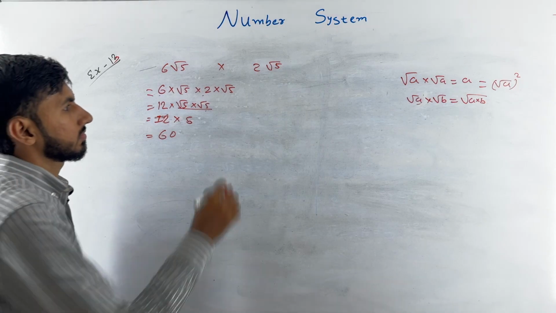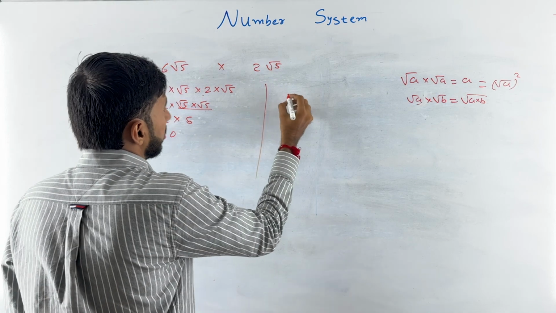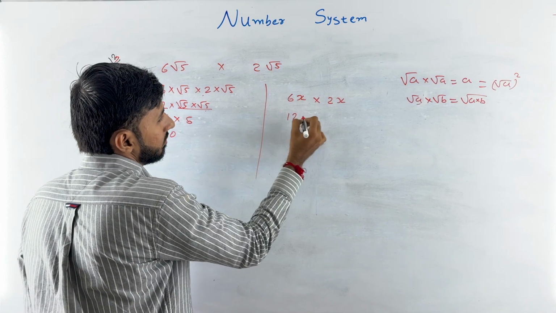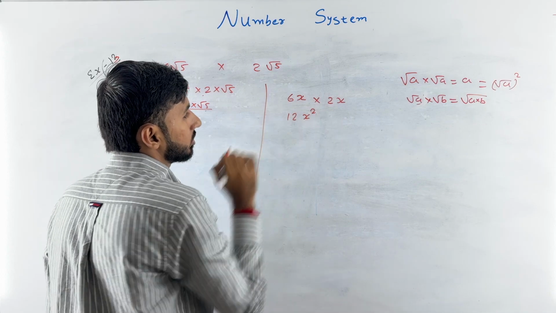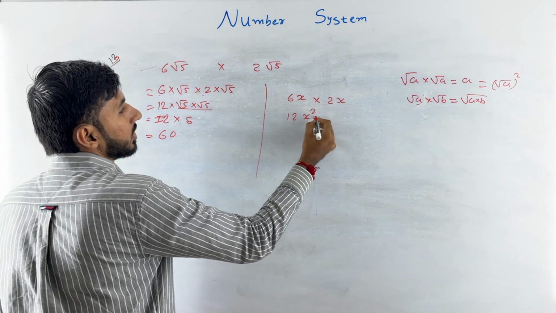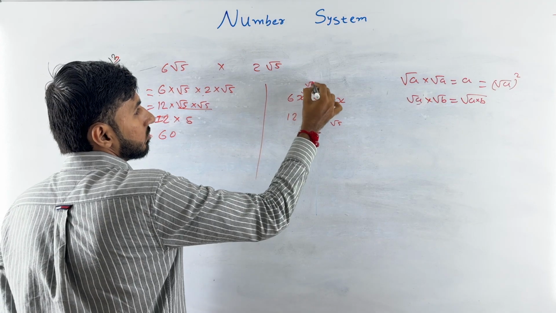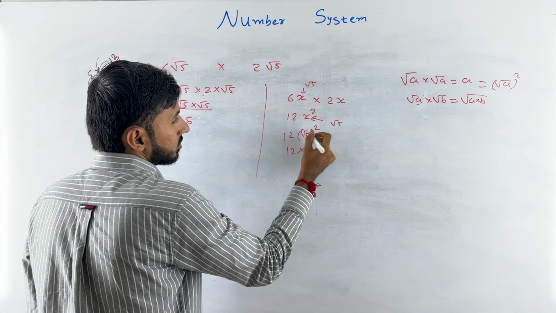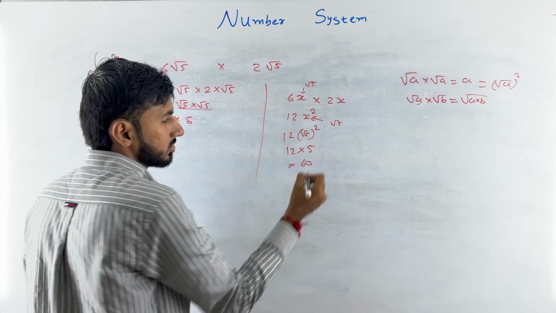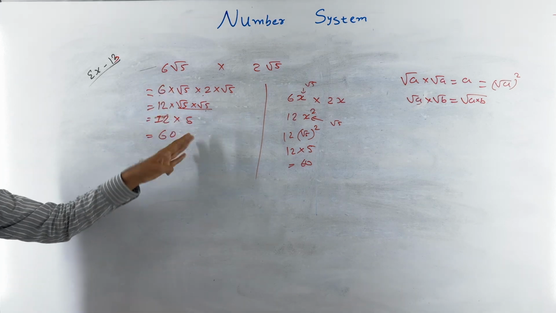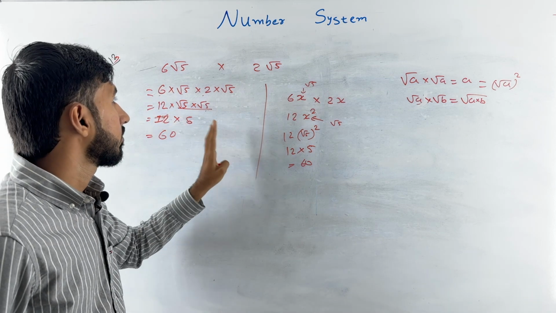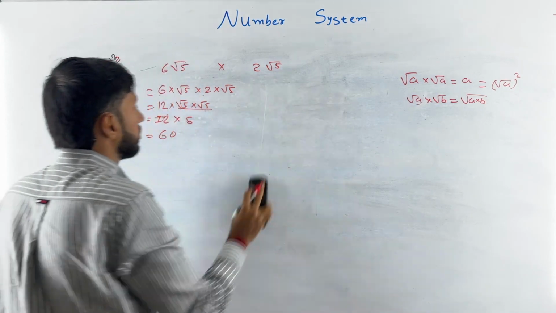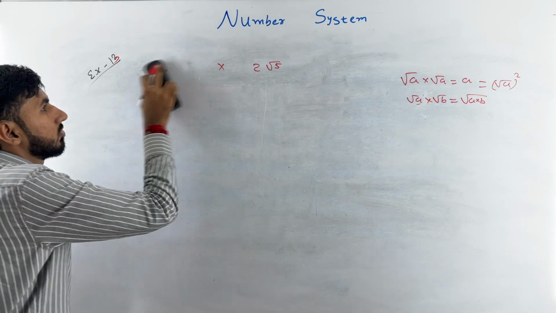Very simple. Let me compare it with 6x multiply 2x. What will be the answer? My answer will be 12x, sorry, 12x square. Now here I have root 5 in place of x. I have taken x in place of root 5, so just replace root 5 in place of x. My answer will be: square of square root of 5 is 5, 12 times 5 gives us 60. So what I am saying is, if you have any discomfort with this type, you can take x as the square root of the number that is given in your question and easily solve it.